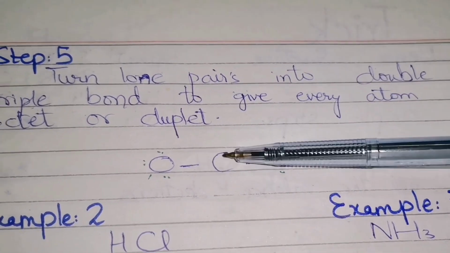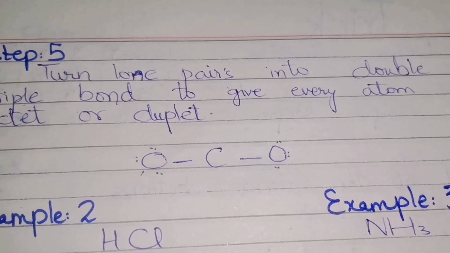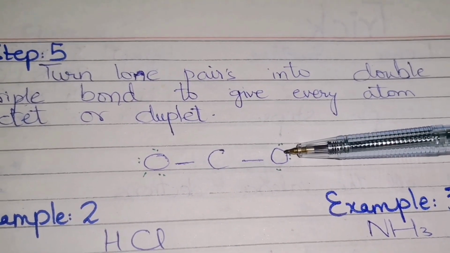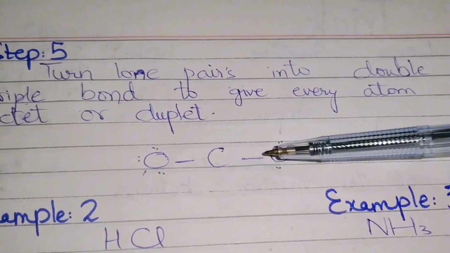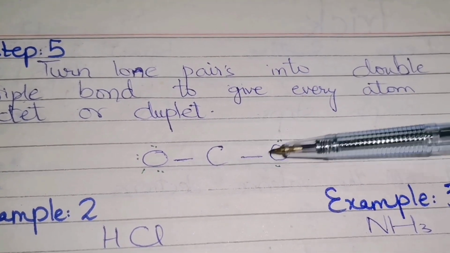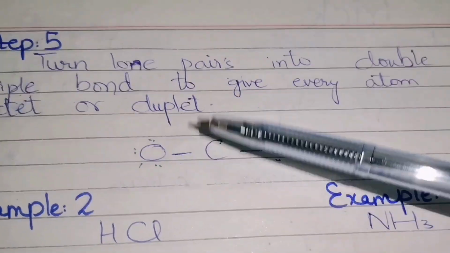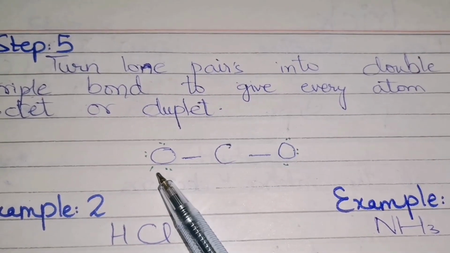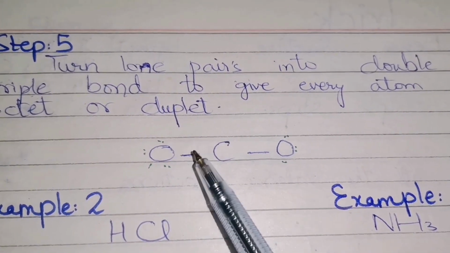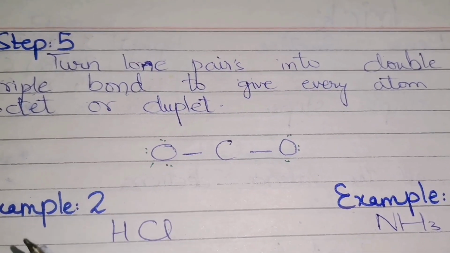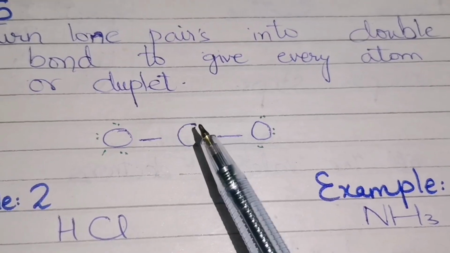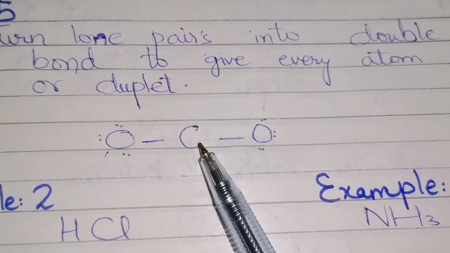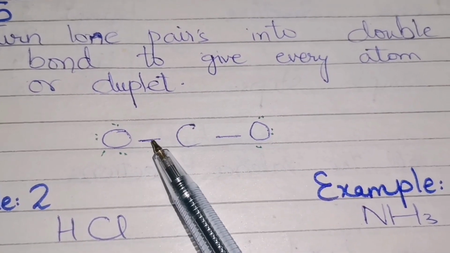Each oxygen and carbon should have 8 electrons. Oxygen is having how many electrons? 1, 2, 3, 4, 5, 6, 7, 8. Similar goes for this oxygen. It is having 1, 2, 3, 4, 5, 6, 7, 8. 8 electrons. Each bond is representing 2 electrons. Now let's see if carbon has 8 electrons or not. How many electrons it is having?